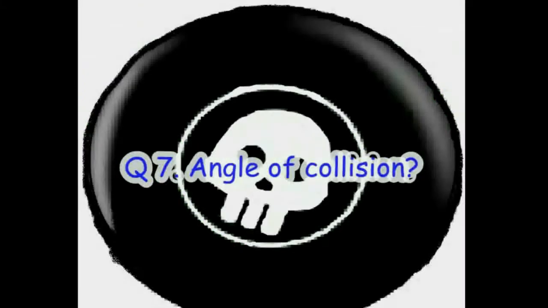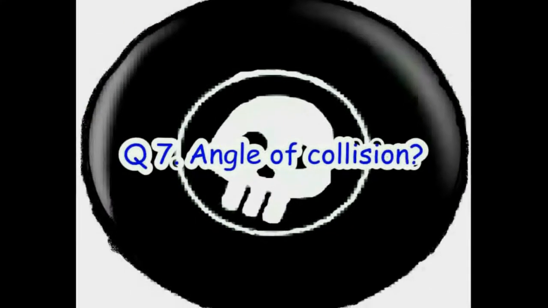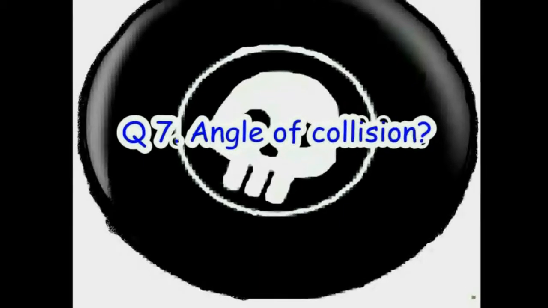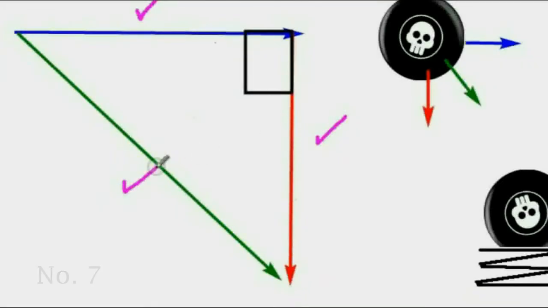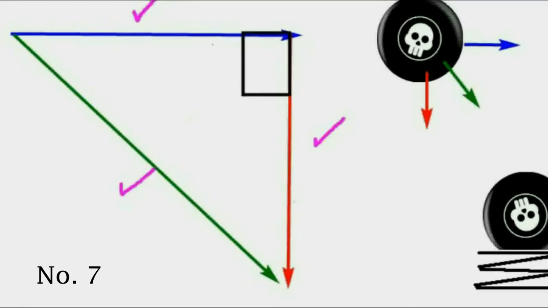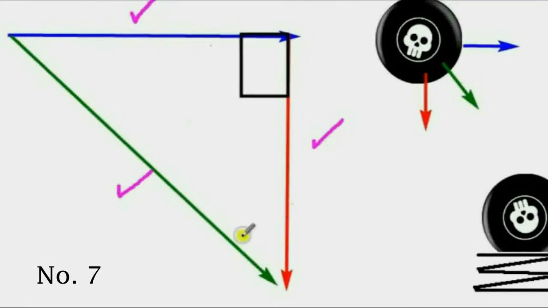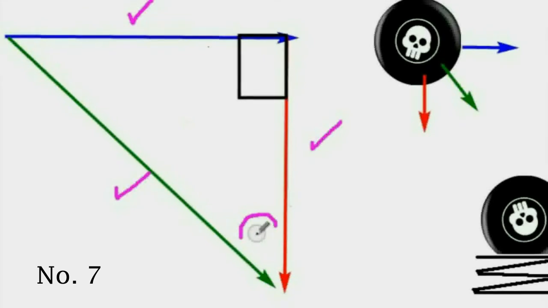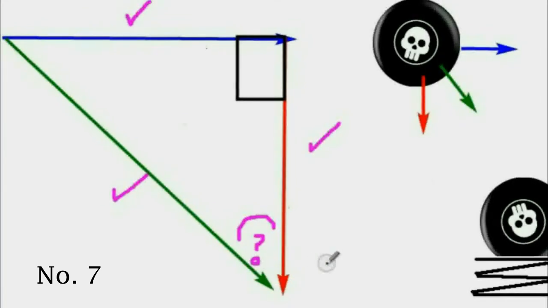Okay, to find the angle of the collision with the spring, go back to your original triangle, you've got 3 different side lengths, sine, cos, or tan. You should be able to work out what that internal angle is.